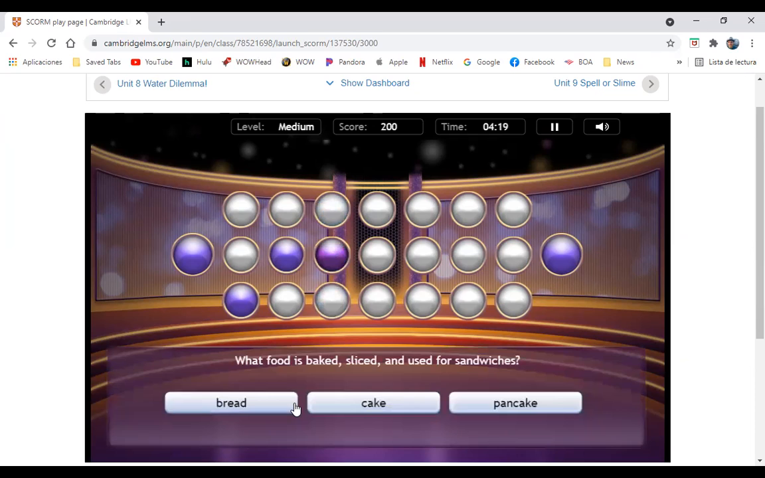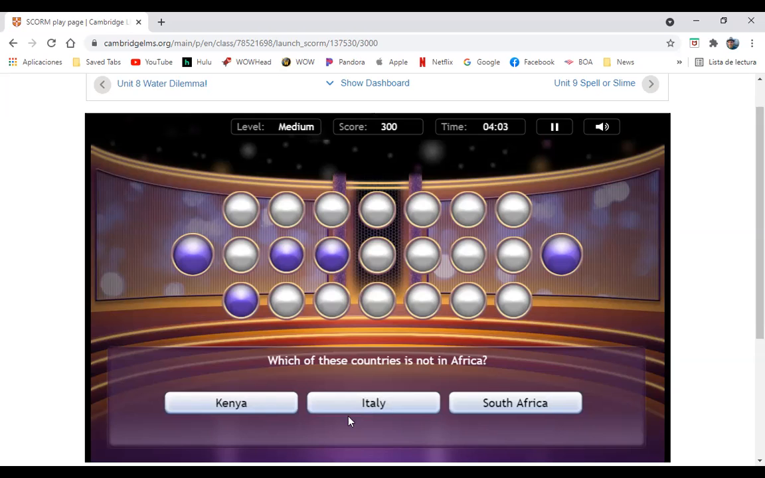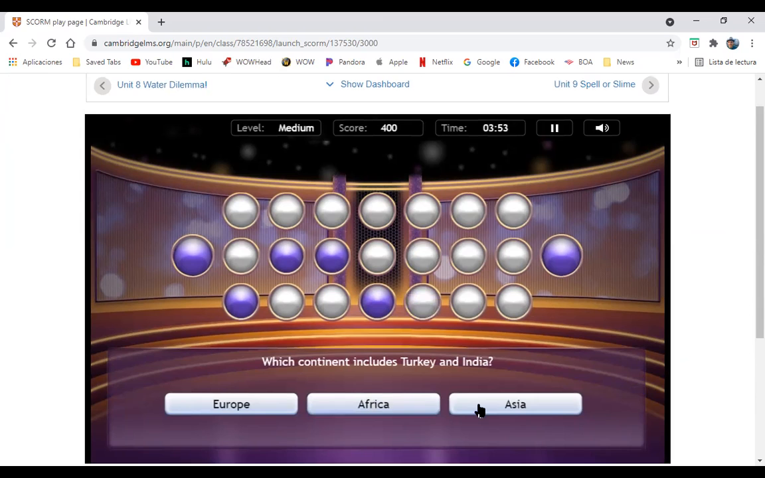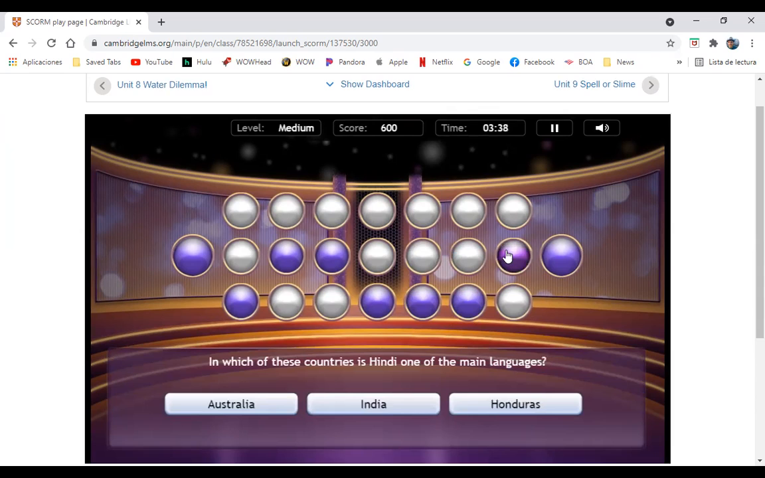What food is baked, sliced, and used for a sandwich? Bread? Which of these countries is not in Africa? Italy. Which continent includes Turkey and India? Asia. Which of these cities is in Thailand? Bangkok. In which of these countries is Hindi one of the main languages?